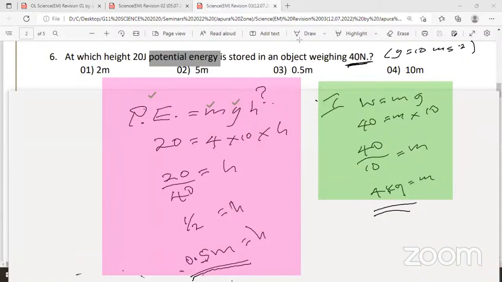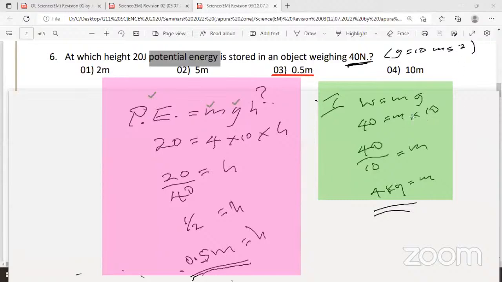Question number 6. How many of you got the third answer? Please raise the hand. How many of you got the third answer with this calculation, with understanding? Very good. Around 26 students raised the hand.